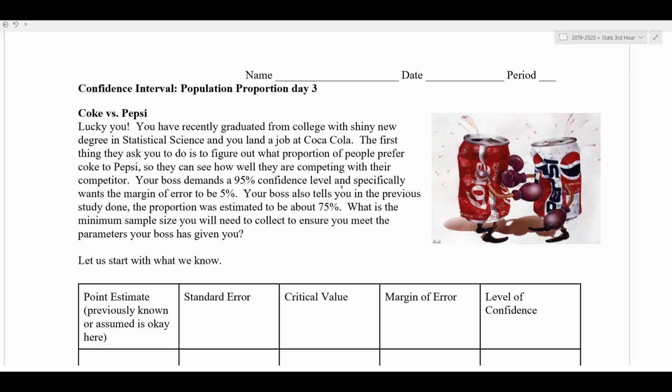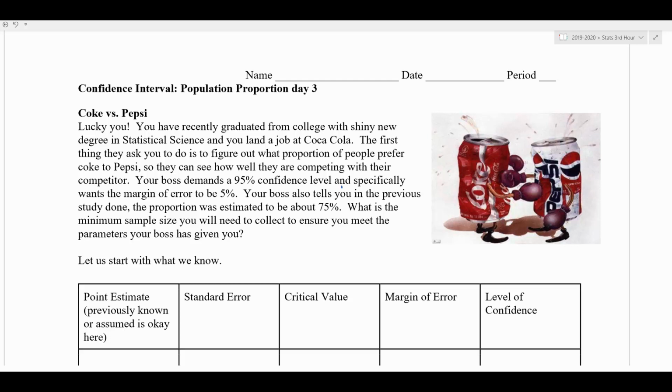All right. So it says your boss demands a 95% confidence level and specifically wants the margin of error to be 5%. So this is a situation where we're setting the parameters of our confidence interval. We want a 95% confidence interval. We want the margin of error to be 5%.